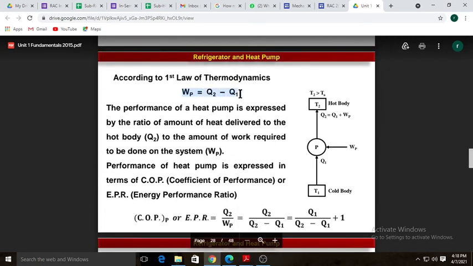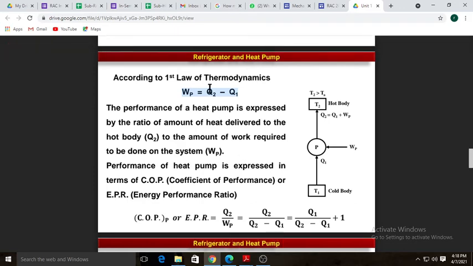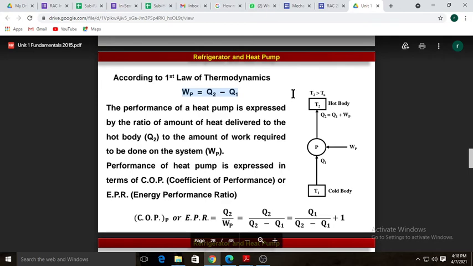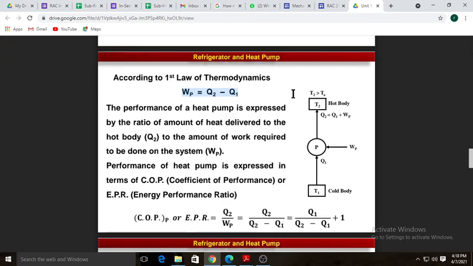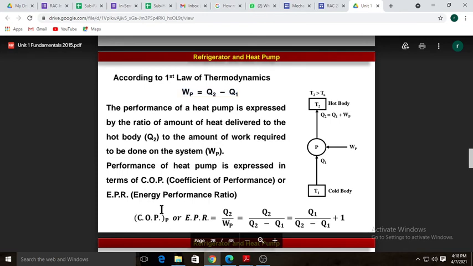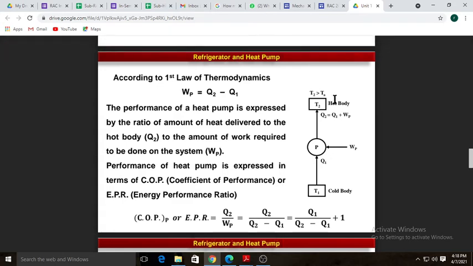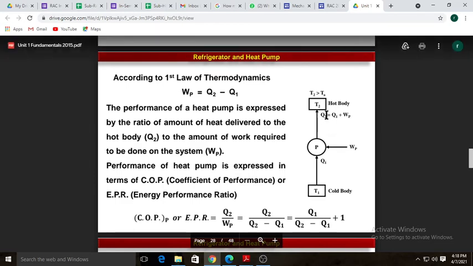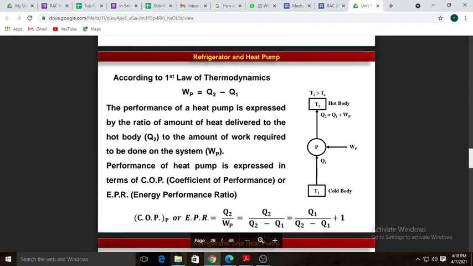Here the work supplied to the pump is again the difference between the heat supplied to the hot body and the heat absorbed from the cold body. It is equal to Q2 minus Q1. But in case of the heat pump, the main aim is to supply heat to the high temperature body. That's why Q2 comes in the numerator, and we write it as Q2 upon Q2 minus Q1. In the refrigerator we place Q1 in the numerator, but in the heat pump we keep Q2, the heat supplied to the hot body, in the numerator, and Q2 minus Q1 in the denominator.